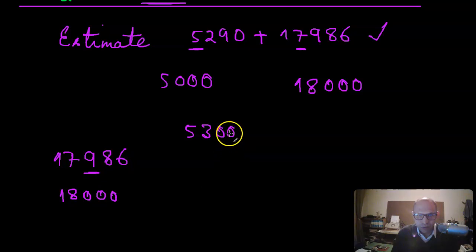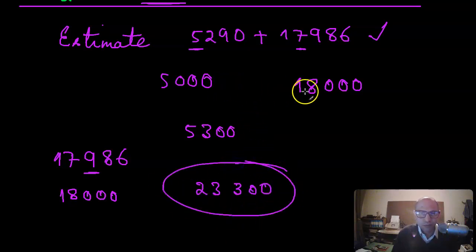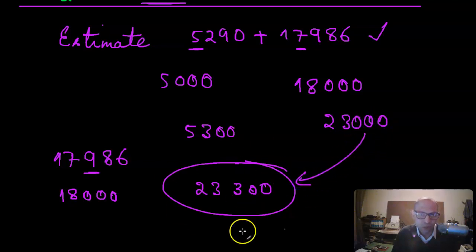So then 18,000 plus 5,300 would be 23,300, right? So that would be that. But then if you rounded both of these numbers to the thousands place value, meaning 18,000 plus 5,000, that would be essentially 23,000, right? So 23,000 is very close to 23,300. So that 300 does not have much value here, right?